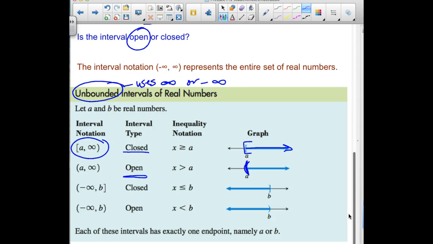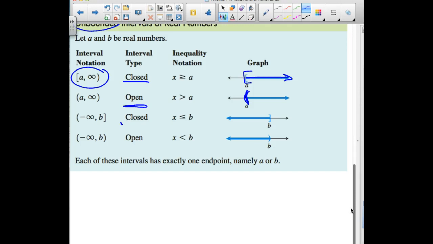The last two are bounded on the right instead. All right, first one is closed. Again, squared off bracket. This time we're going towards negative infinity on the left. And then the last one is open, rounded bracket, but still heading towards negative infinity. Okay, so open means the endpoint is not included, closed means it is. Bounded means it does not involve infinity, unbounded when it does.